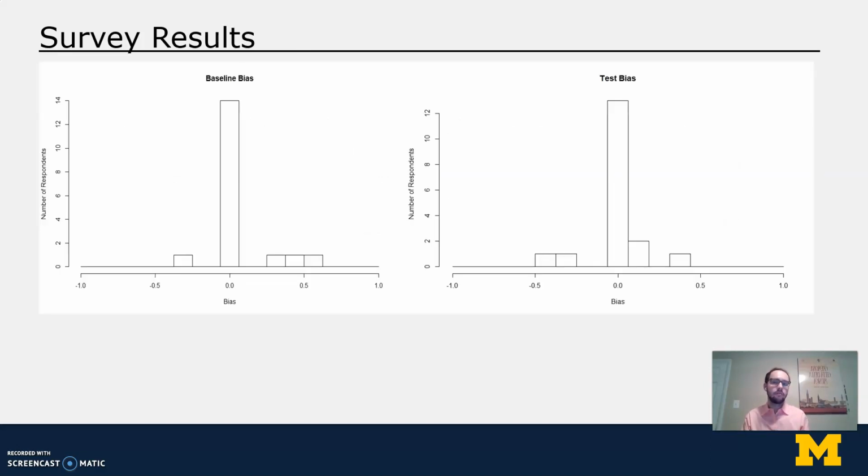So of our group of 18 participants, they ended up being a pretty unbiased group, both in the baseline and the testing set. And so looking at it, we couldn't see any shift in bias, and with the hypothesis test, we also couldn't reject that these were two different distributions. But there were still some really interesting takeaways.